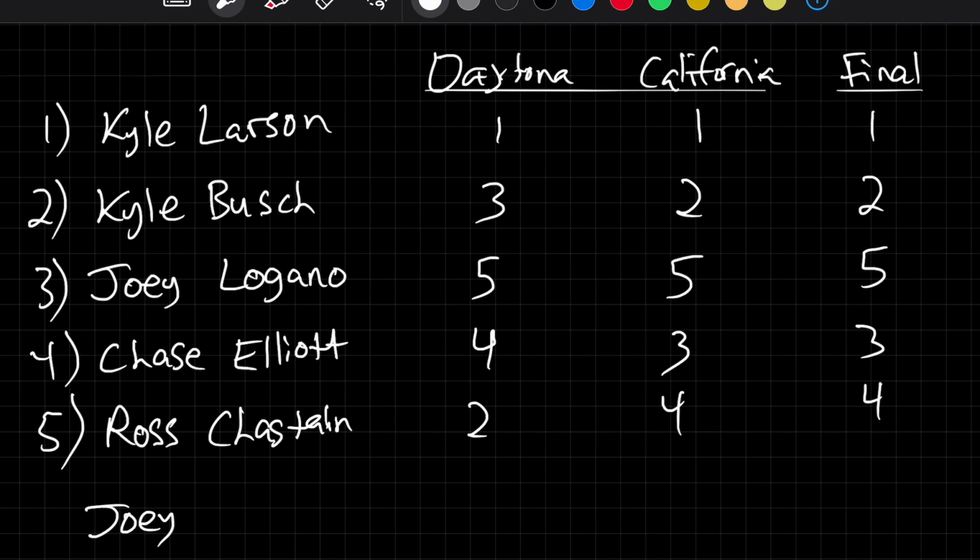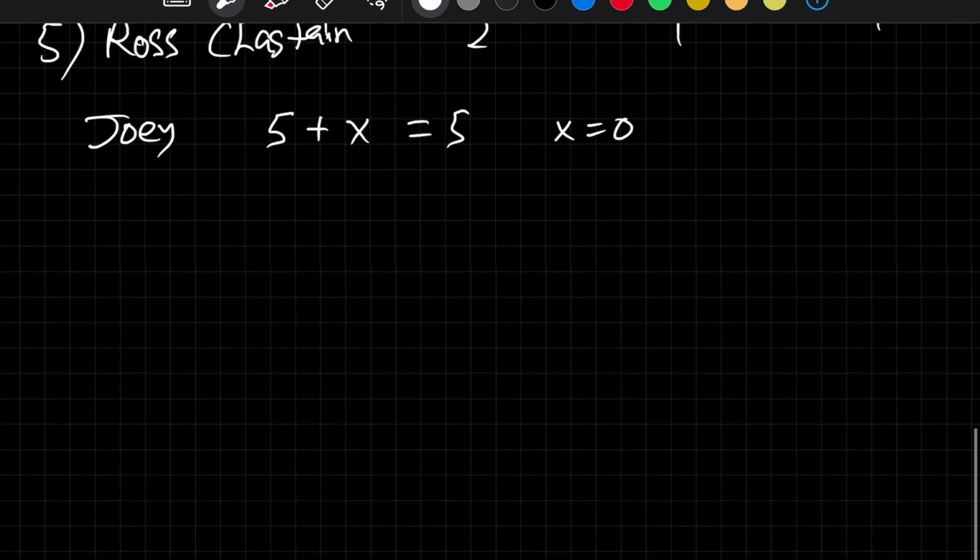So let's take a look at Joey. He started off 5th in ranking. And maybe we don't know what he ranked in California, and his final rank was 5th. Well, the number to add here, x, would be 0. So 0 plus 5 is 5. And that follows the additive identity: the sum of any number is equal to the same number if it's added to 0. Thus 0 is the additive identity here.